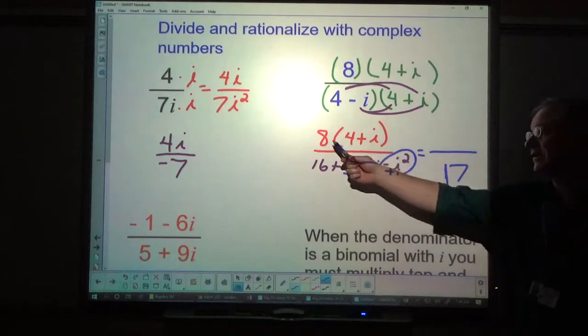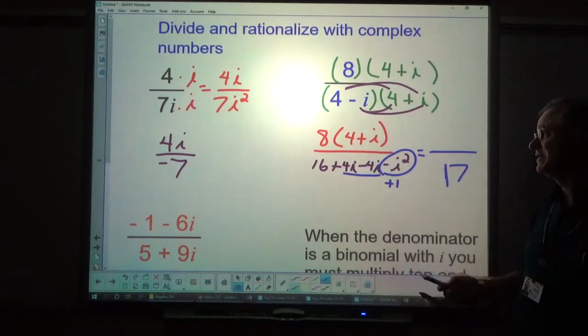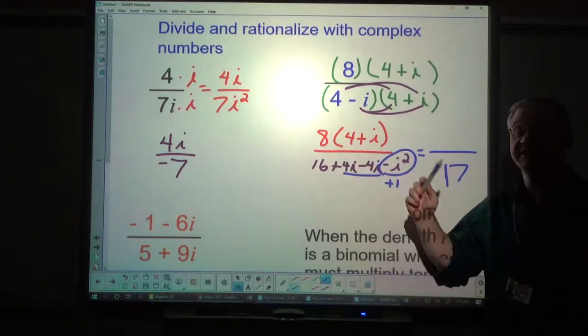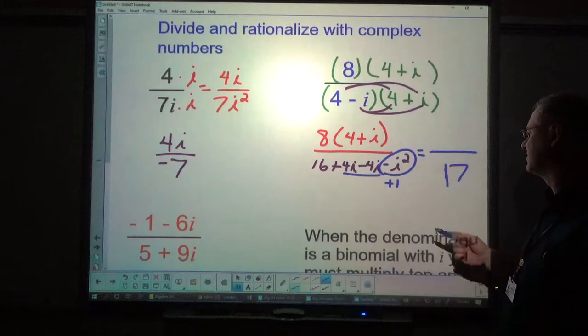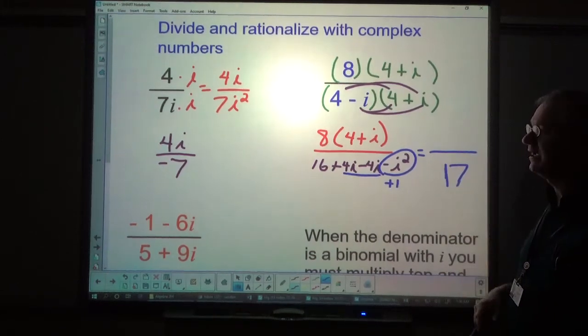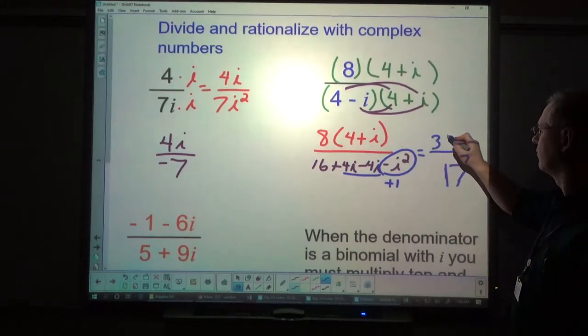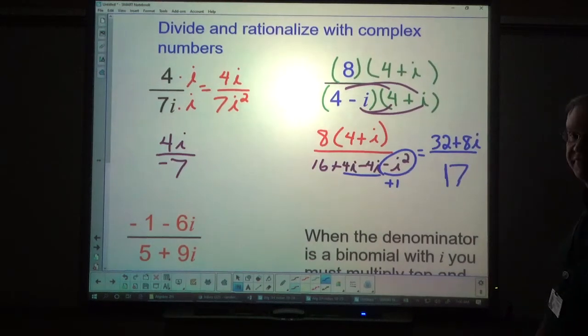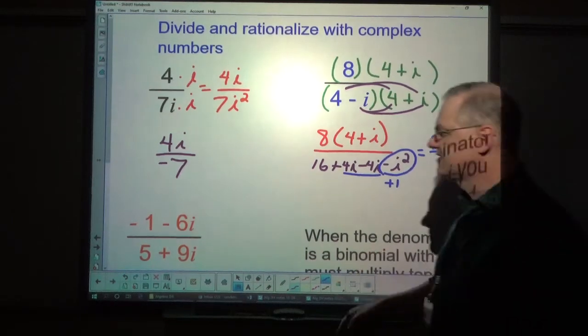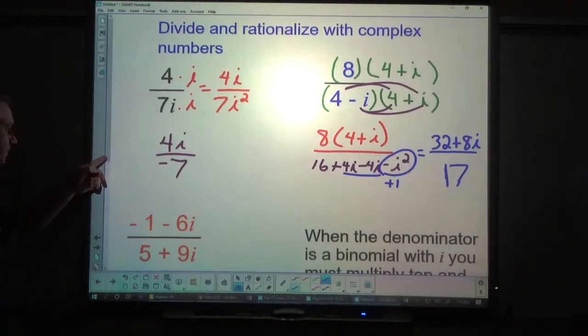Now I know that's not going to reduce with the 8. If it had been 16, I could reduce with the 8 instead of distributing first, and that makes our job a lot easier. But since it just comes out to 17 and that's not going to reduce with the 8, I'm going to go ahead and distribute: 32 plus 8i. There is my final answer in this situation. Let's take a look at this next example.